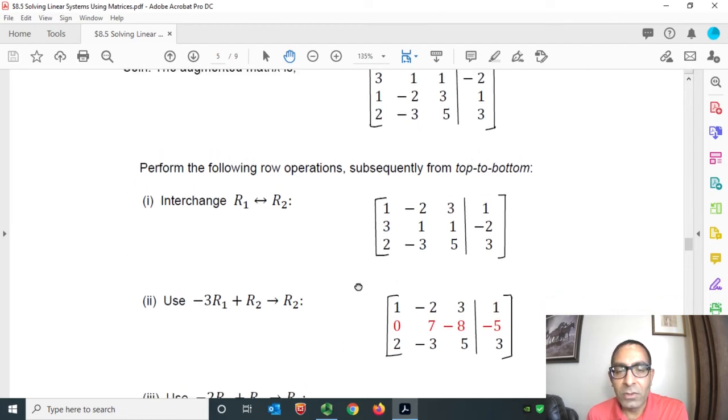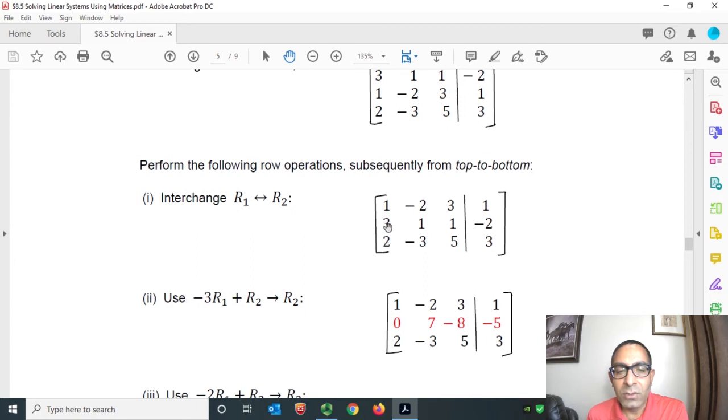And then the next, we want 0 here. So to get 0 here, we multiply row 1 by negative 3 and add row 2 and replace the row 2 by this result. Then we will get this one here. Let me go over here. So here we multiply R1, means row 1, by negative 3. So this becomes minus 3. Add to 3. So now this is 0. So here we multiply minus 2 by minus 3. This becomes plus 6 and add 1, 7.